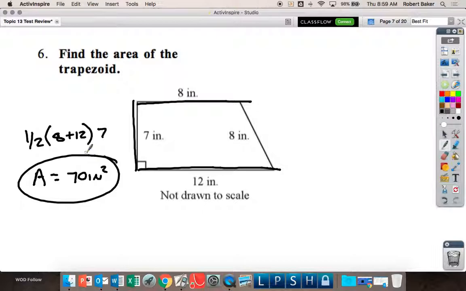I did that in my calculator, in my brain. You want to check me? It's half of 20, which is 10, and 10 times 7 is 70. Right? Did I do it? Redemption.